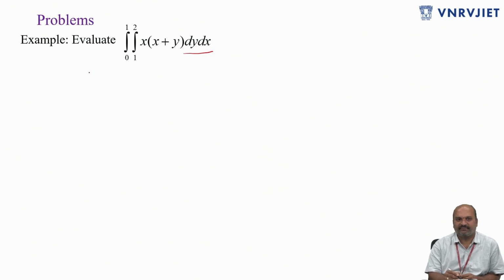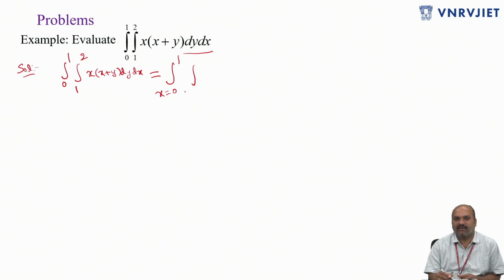Okay, that means, see, integral 0 to 1, integral 1 to 2, x into x plus y dy dx. Since it is not mentioned clearly which are the x and which are the y limits, we follow this order. That means 1 to 2 are y limits, 0 to 1 are x limits. So I'll write like that. x varies from 0 to 1 and y varies from 1 to 2.